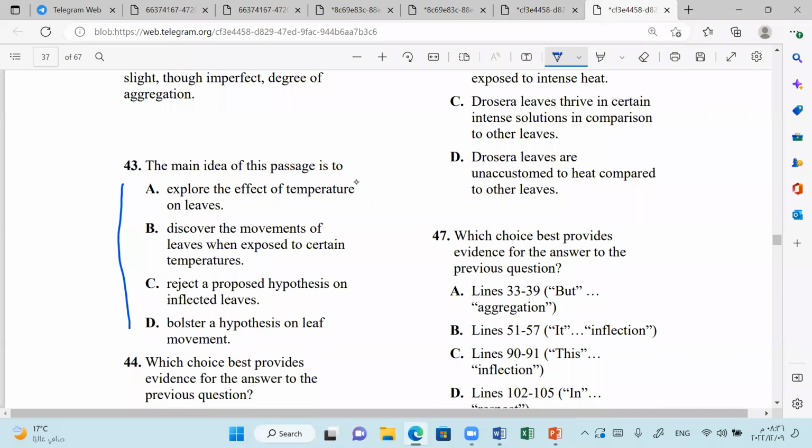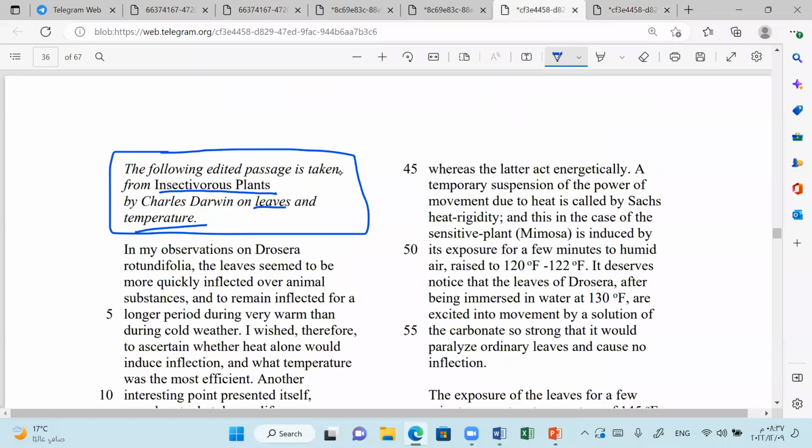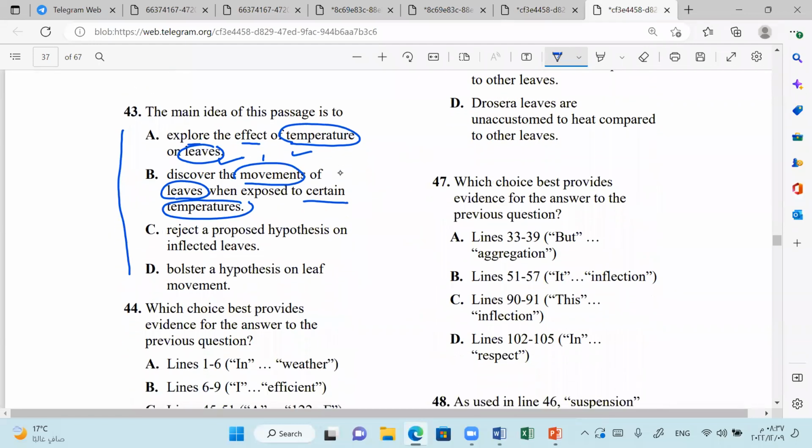Guys, think with me and tell me, raise your hand if you have an answer. Explore the effect of temperature on leaves. These are the main elements I found in the blurb. Discover the movements of leaves when exposed to certain temperatures. So I added movements. Did you see movements here? You have seen movements? You will answer this question.